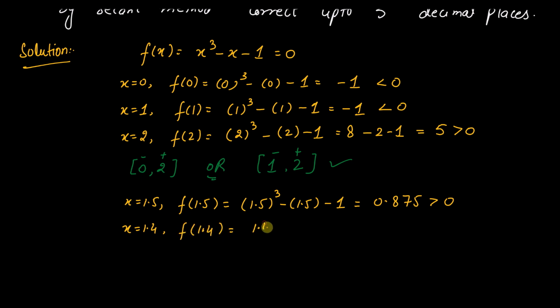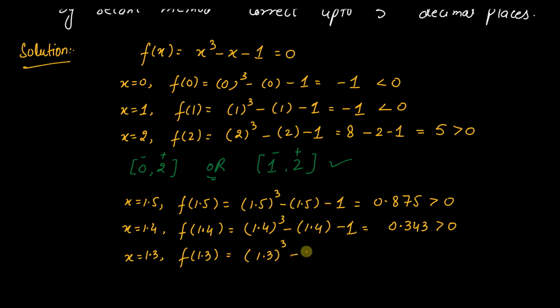So it should be 1.4 raised to cube minus 1.4 minus 1. So that is equals to 0.343. So that is also greater than 0. Let's go for 1.3. So f of 1.3, 1.3 raised to cube minus 1.3 minus 1. So the answer should be negative 0.103.